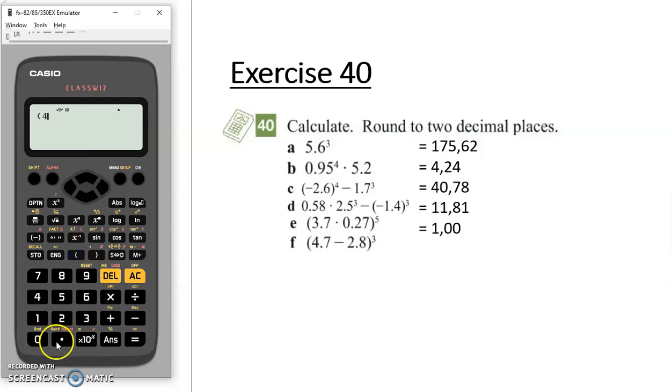Inside the bracket, 4.7 minus 2.8. I'm closing the bracket, and then to the power of 3 is equal to a fraction again, and we know that if we push this one, it changes into a decimal number. So the answer is 6,86. And that was an explanation about exercise 40.